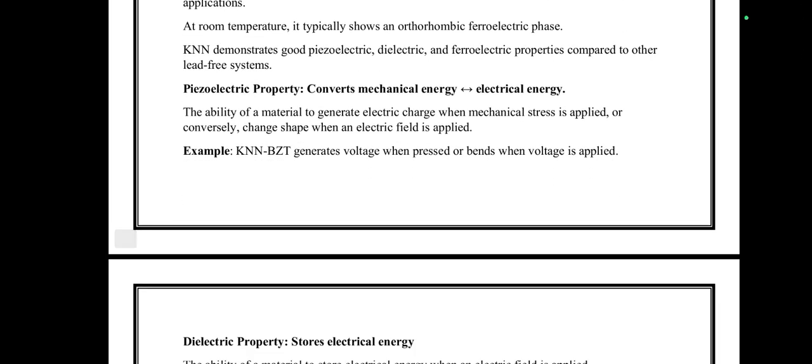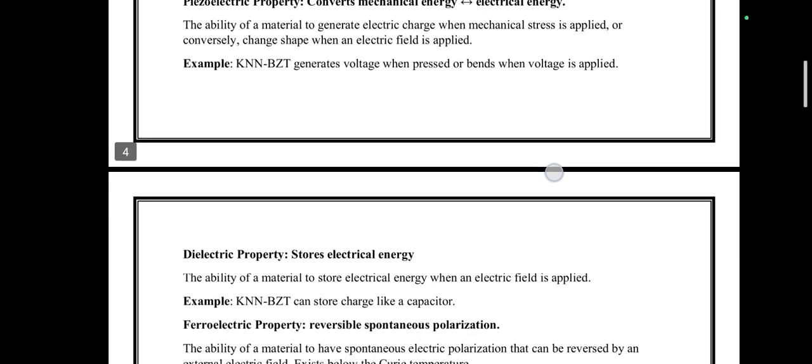Now, what is piezoelectric property? Basically, the property that converts mechanical stress into electrical energy. The ability of a material to generate electric charge when mechanical stress is applied, or conversely change shape when an electric field is applied. Example, KNN-BCT generates voltage when pressed or bends when voltage is applied.